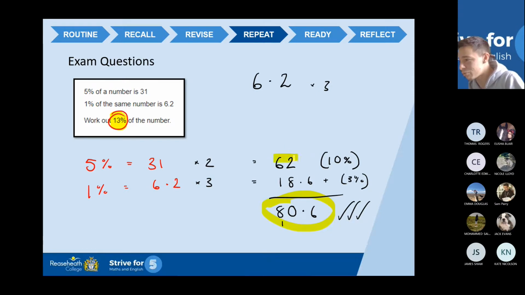Now, I think you would get marks for 62, and you would have got a mark for 18.6, and then 80.6 gets you all the degrees, all the marks in the bag, okay?